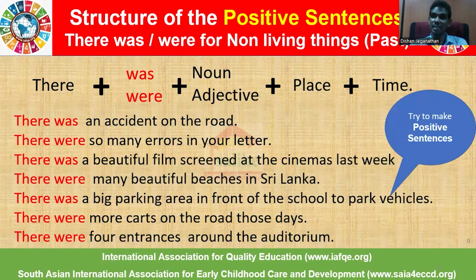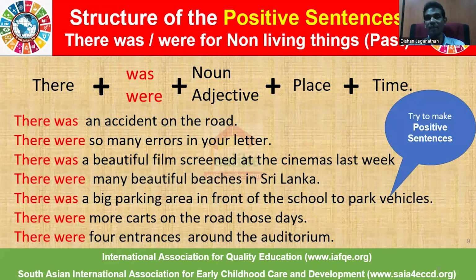Now moving on to positive sentences, the examples of non-living things, and later on we'll be going through examples of living things. No matter if it's living things or non-living things, the structure remains the same. So the structure is going to be there was or were plus noun, adjective, plus place and time. Let's look at the examples. There was an accident on the road. So accident refers to a singular noun. Since it's singular, we make use of was.